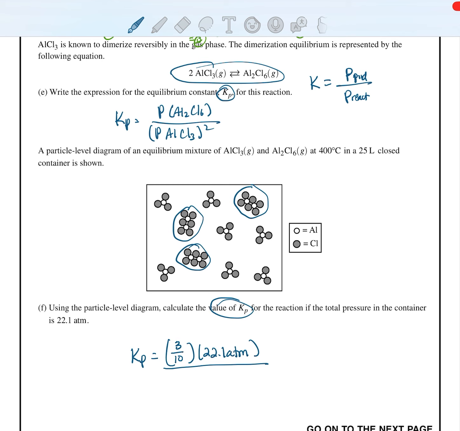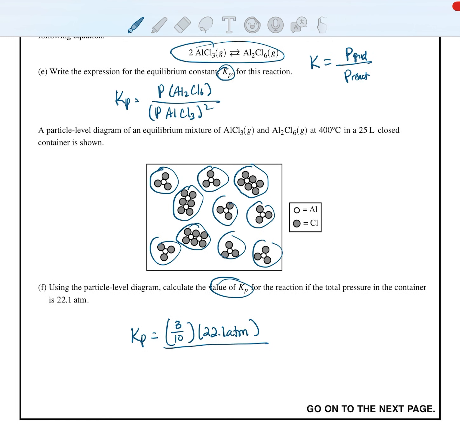And I'm going to divide that by the pressure of my reactants, which is going to be, well, 7. So again, AlCl3 is represented by this picture. So 1, 2, 3, 4, 5, 6, 7. So the pressure of that reactant is going to be 7/10 of 22.1 atmospheres. But this has to be squared. All right, because we have to use our pressure equilibrium constant.